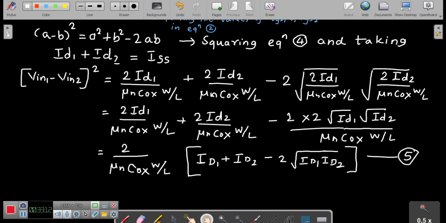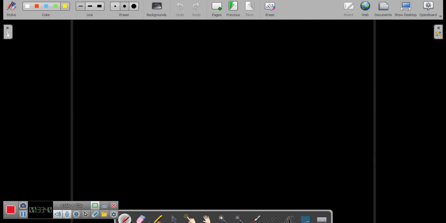So now here what I will do is I will consider this as ISS. ID1 plus ID2 is ISS. Okay. So now by taking 2 divided by mu n COX into W by L as common, I get the equation number 5. Now I will go to the next part of this equation.